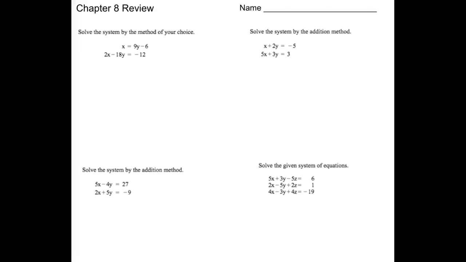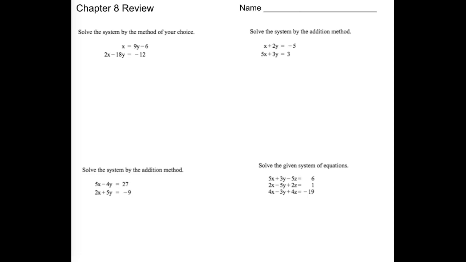The question says to solve the system by the method of your choice. Our choices are substitution or the addition multiplication method. What would you pick for this first one? Why would we pick substitution? What makes it easier in this one? You already have an equation solved for x, yes.